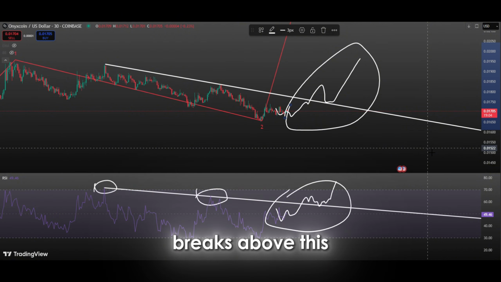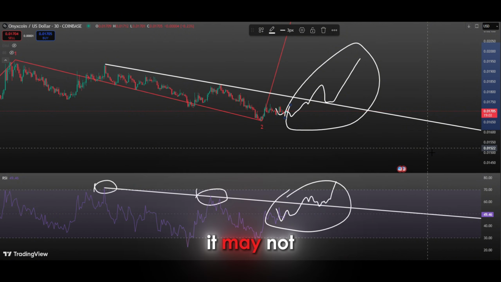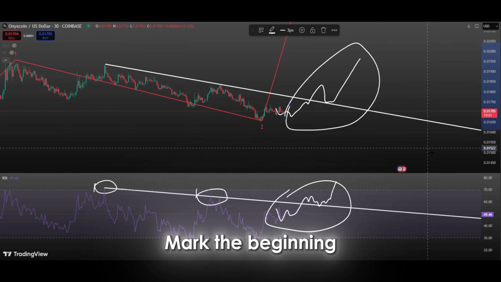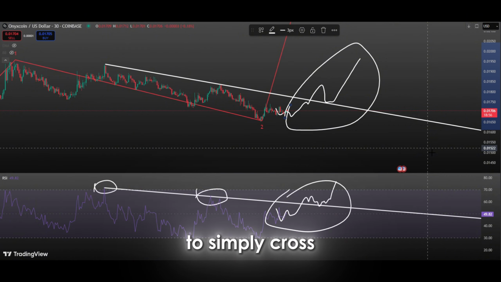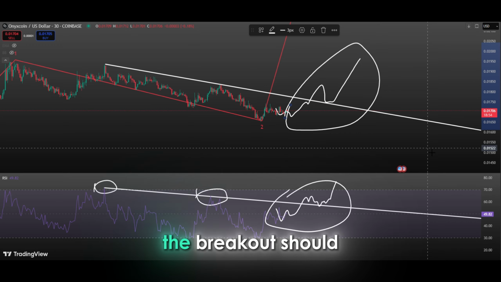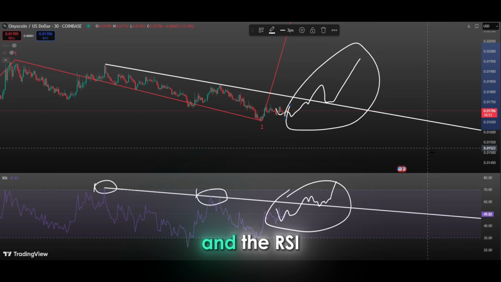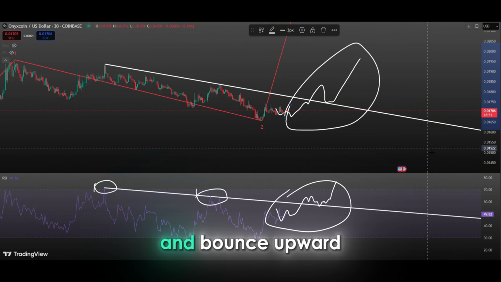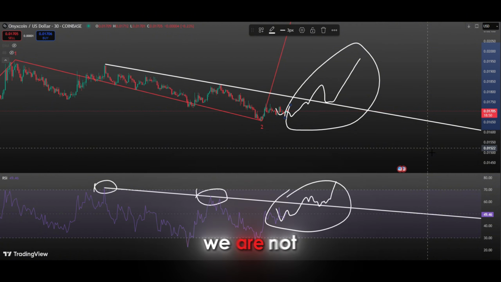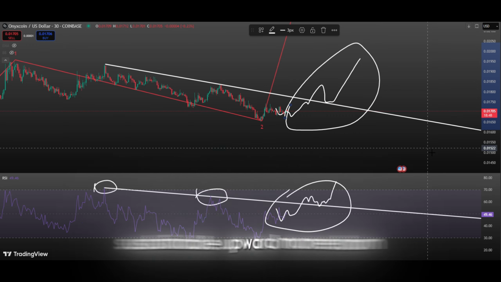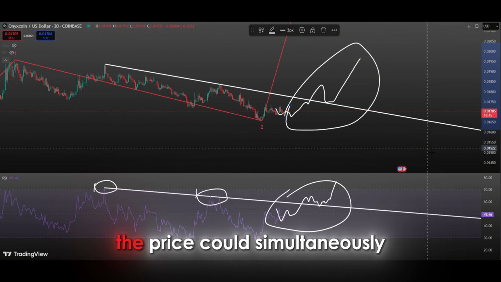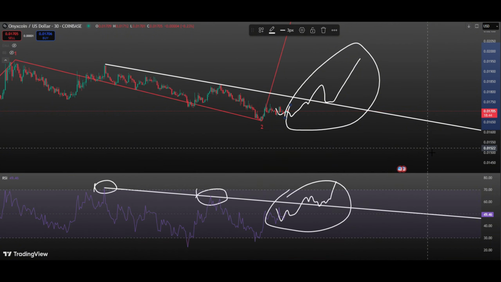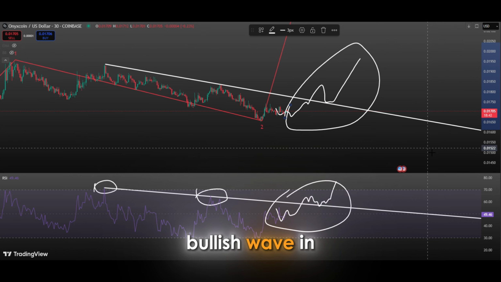If the RSI breaks above this descending trend line with strength, it may not just trigger a short-term bounce, but could also mark the beginning of a medium-term uptrend. However, there's another important point to keep in mind. It's not enough for the RSI to simply cross the trend line. Ideally, the breakout should be supported by strong volume, and the RSI should pull back to retest the trend line and bounce upward from it. We are not just looking for a brief breakout, but for a sustainable upward momentum. If these conditions are met, the price could simultaneously break its own descending trend line, potentially initiating a much larger bullish wave in the market.